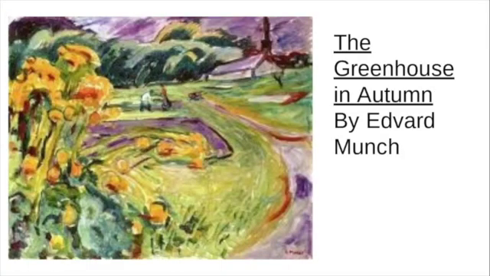And the last artwork is called Greenhouse in Autumn by Edvard Munch. What group of colors did he use? Primary, secondary, warm, or cool? He used secondary colors, lots of purples, greens, and orange. Great identifying the colors, boys and girls.